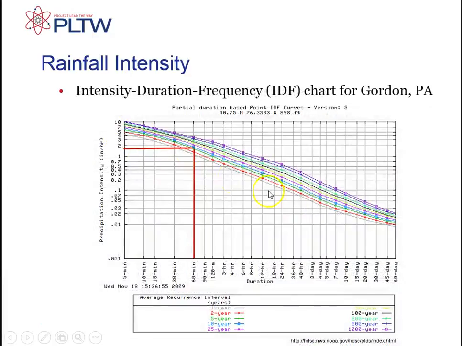They also have intensity graphs where you would read them by going to a 100-year storm, or this is the intensity, and this is the duration of the storm, and the color denotes the intensity.